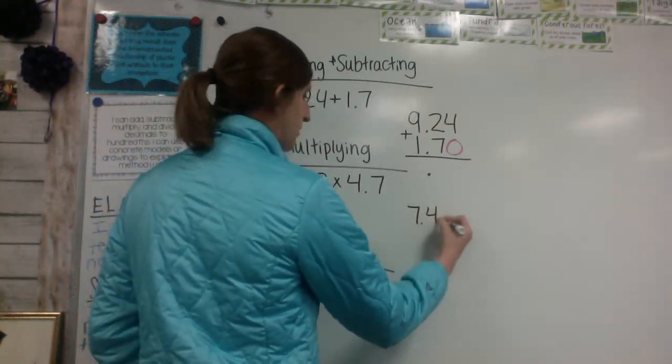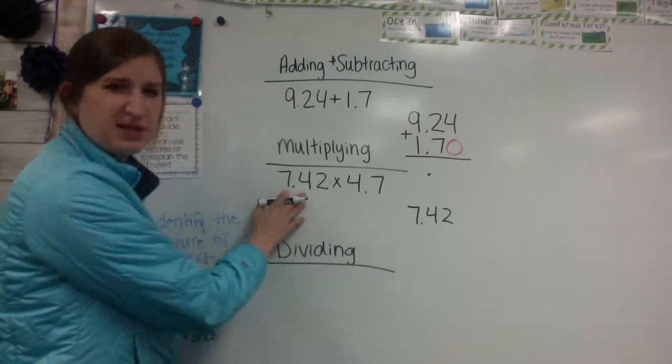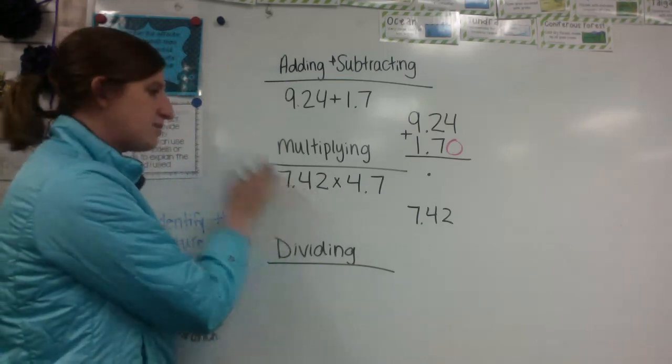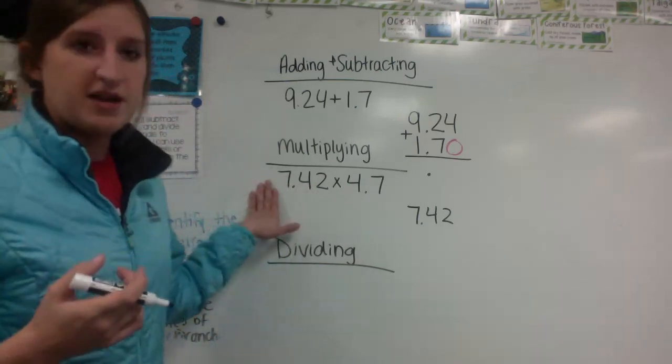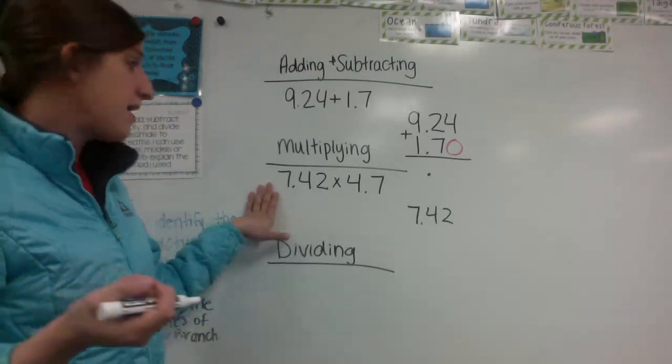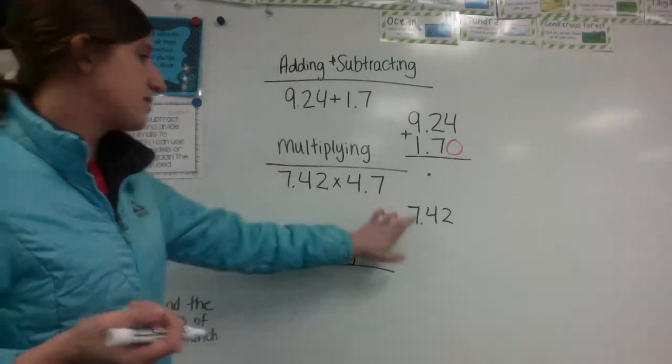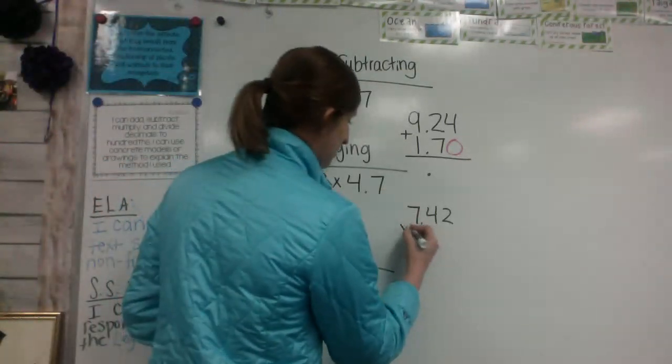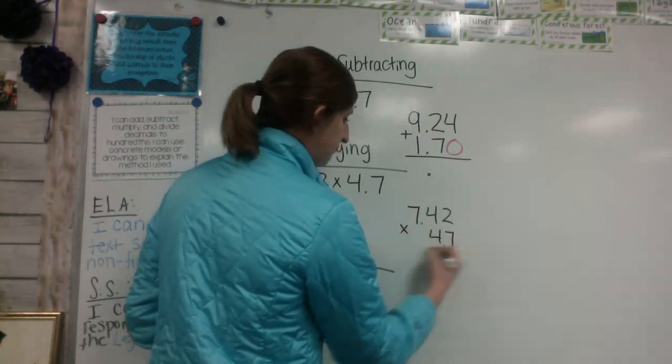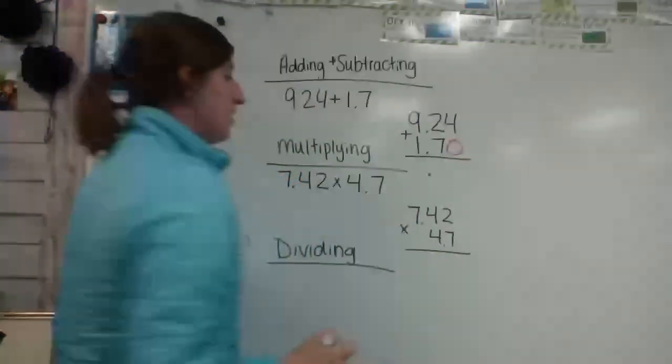My longest number is always going to go on the top. That is something that's kind of tricky sometimes. Sometimes the longest number might not even be the biggest value, but that's okay. The longest number always goes on top, and the smaller number goes on bottom, lengthwise.